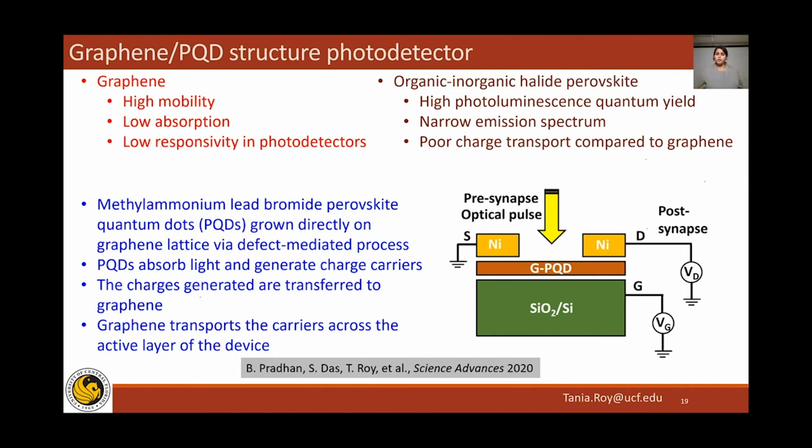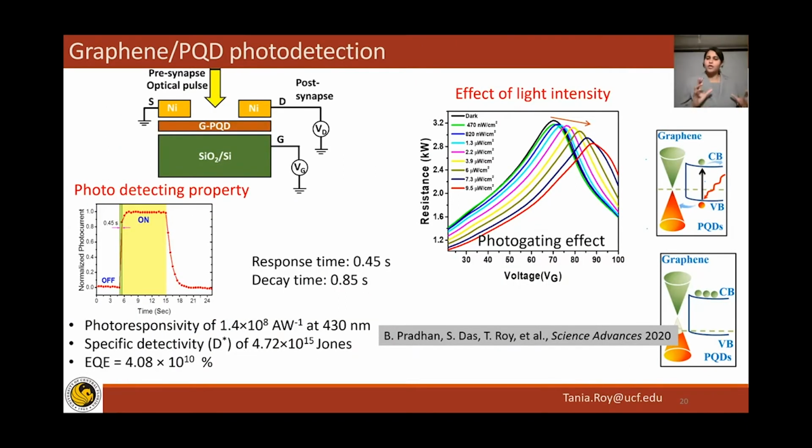And then the perovskite quantum dot will absorb the light and it will generate electron-hole pairs. That will be carried efficiently by the graphene. So using this structure, we can get really good photodetection behavior. Photoresponsivity is extremely high, record high, and specific detectivity is also very high. And if we change the light intensity, we can see the Dirac point of the graphene shifting, which shows the photogating effect. So it's a very good photodetector, which has the photogating effect, all that.